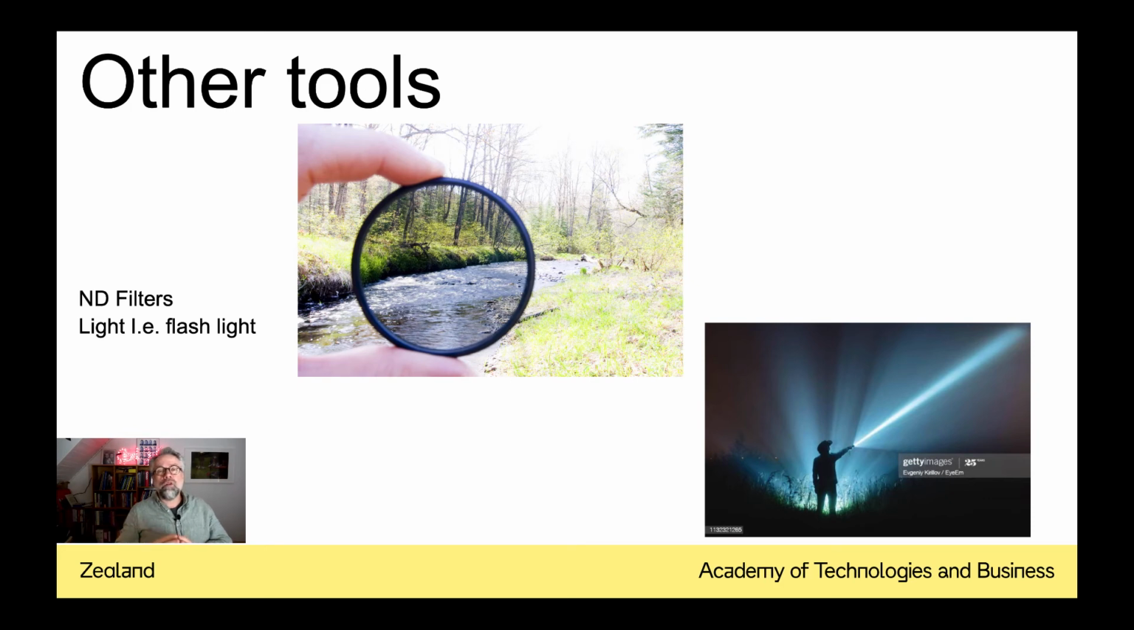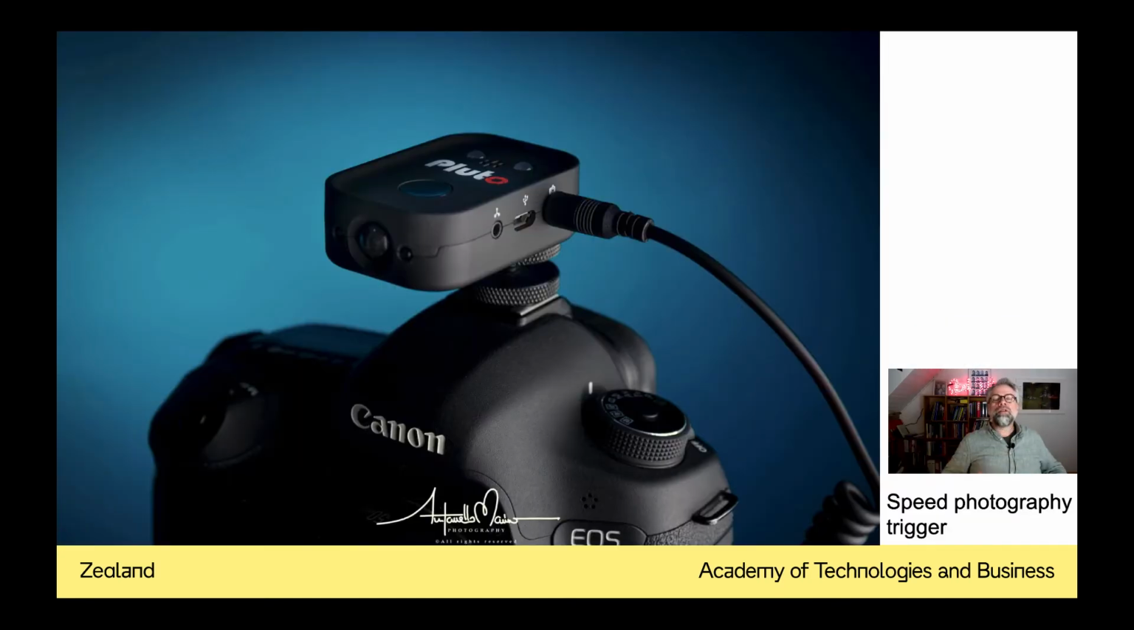And I will show you examples. Other tools which we will discuss here is just something like a torchlight, which we can use also for creative photography with long shutter speeds, but I will get back to this. There's also tools for short shutter speed.